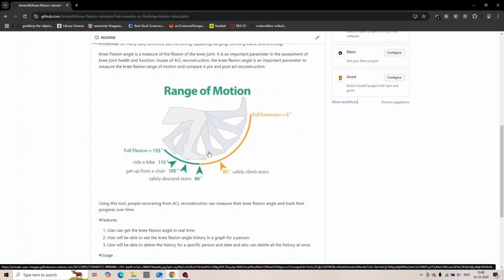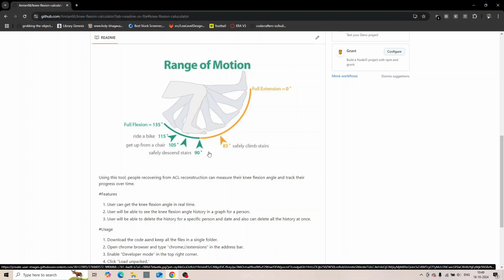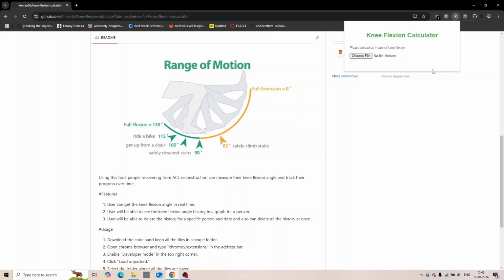So let's come to the features that I have added. Some basic features are: a user can upload an image of a knee flexion and jot down the points of hip, knee, and ankle, and they can calculate the knee flexion angle. They can also store the progress over time, and they can also delete a data point if they have put it in a wrong manner. So let's see how it works.